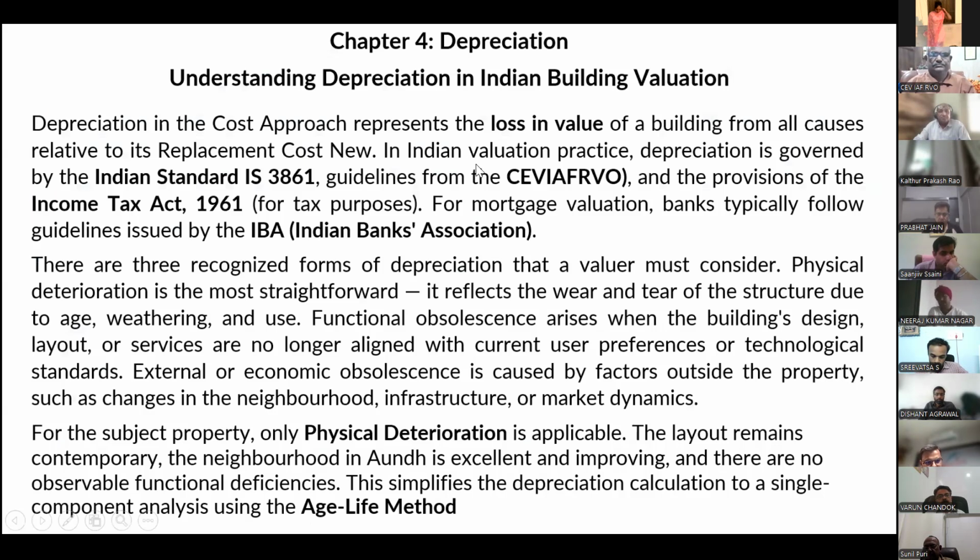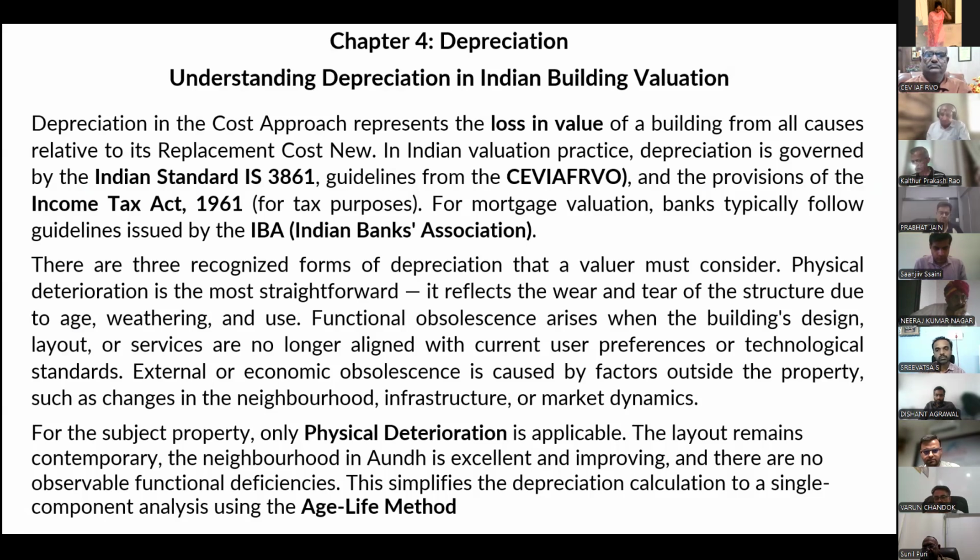Now over this you have to apply depreciation. So most of the time we apply physical depreciation. So these are to be applied as per the guidelines or the standards which are given by your RVO. So here in this property we are just taking physical deterioration. So we are not taking into consideration functional obsolescence or economic obsolescence.